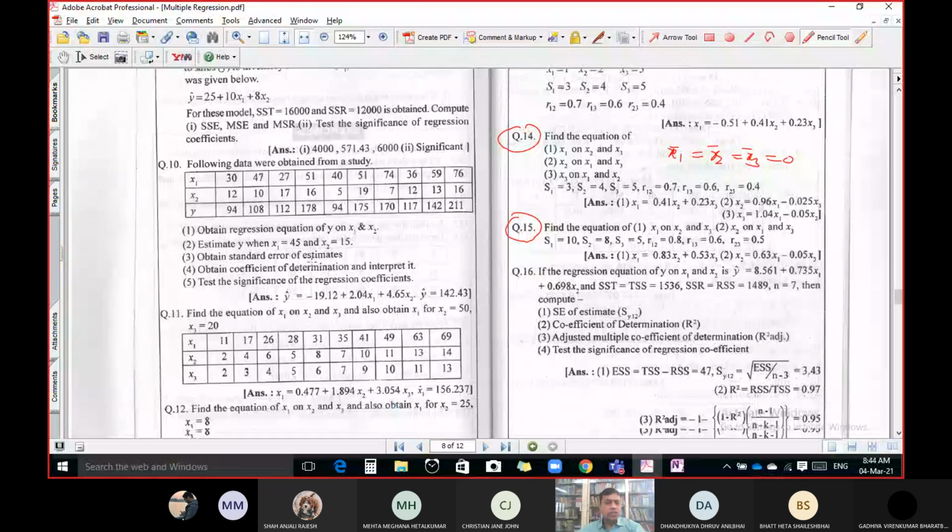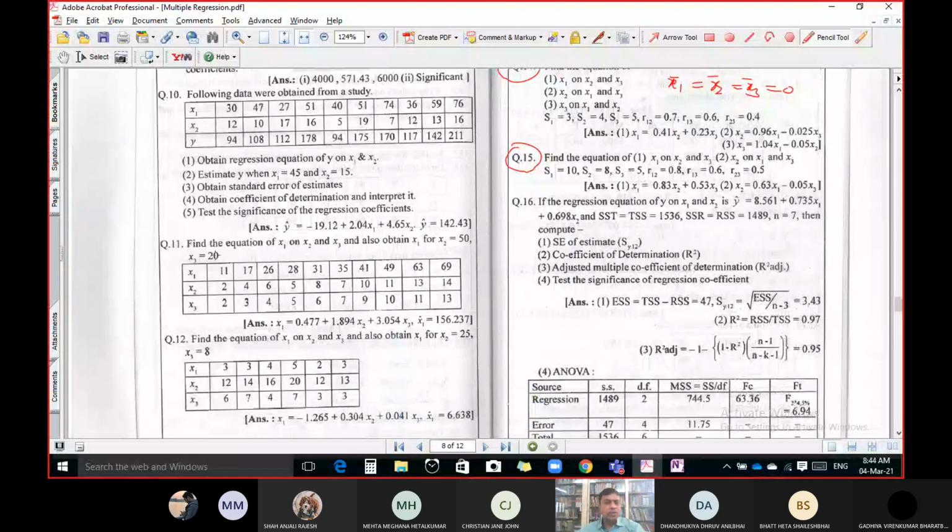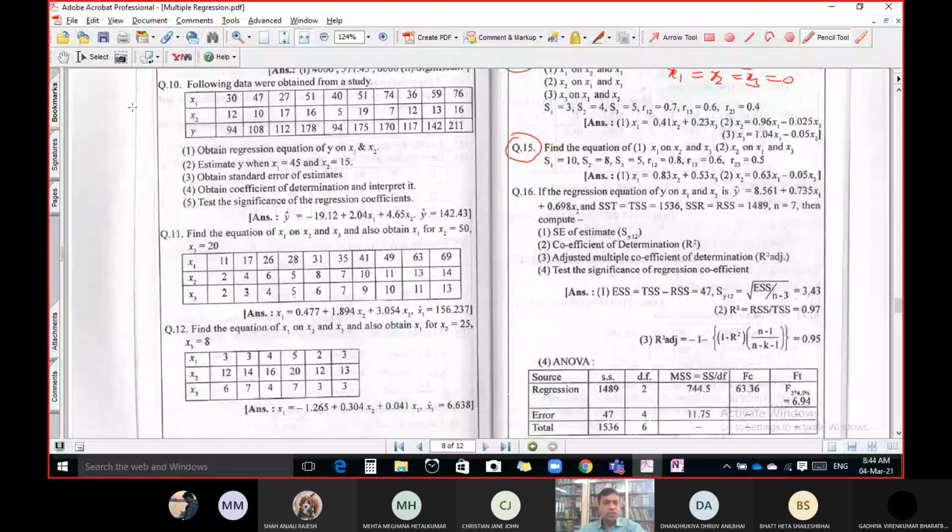From the next lecture onwards, we will discuss this type of question, where different values of x2 and x3 are given, and we have to estimate the value of x1, here in this question number 21. So that we will discuss in our next lecture.